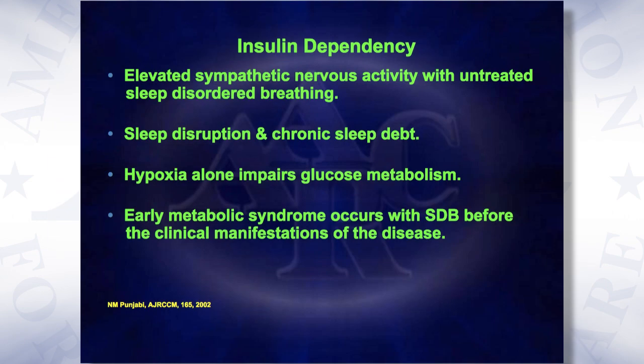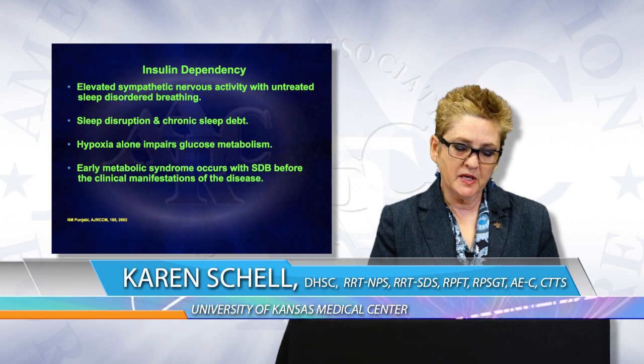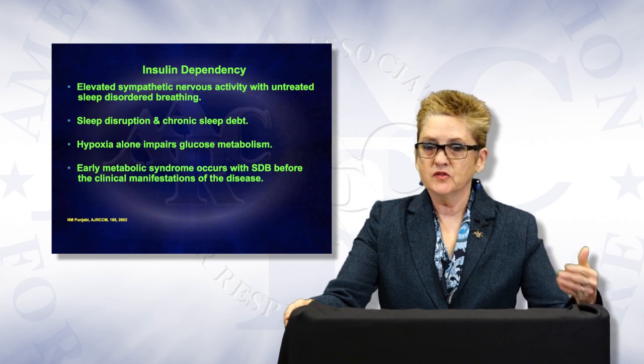When we talk about insulin dependency, we're looking at elevated sympathetic nervous activity with the untreated sleep disordered breathing. And that sleep disruption occurs, and then we get a chronic sleep debt. And when that occurs, because we're having hypoxia from the obstructive sleep apnea, that impairs the glucose metabolism. And so early metabolic syndrome occurs with the sleep disordered breathing before the clinical manifestations of the disease. So again, early screening is important, and we must look at our patients that have diabetes and make sure that we're looking at factors that could affect their sleep.